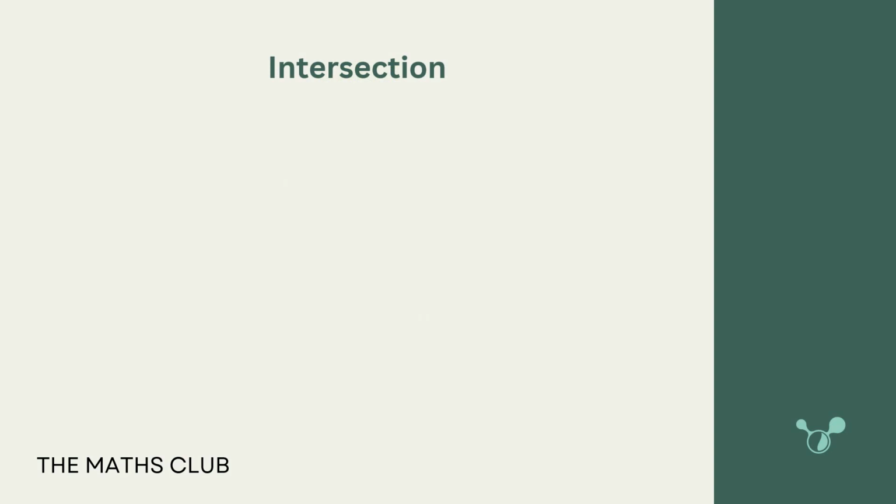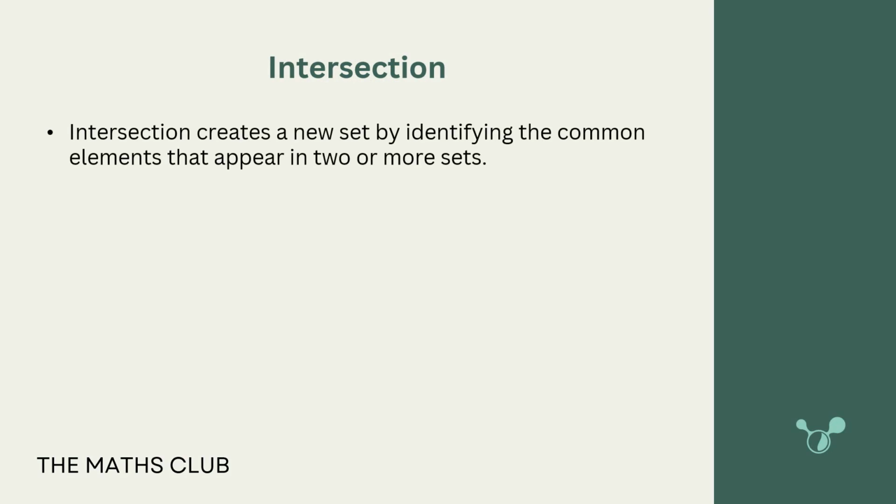Let's say set A contains some particular elements and set B contains some particular elements. We ask, is there any point where what I can find in set A I can also find in set B? Let's look at the definition. Intersection creates a new set by identifying the common elements that appear in two or more sets, and is denoted by this symbol that looks like an upside-down U.